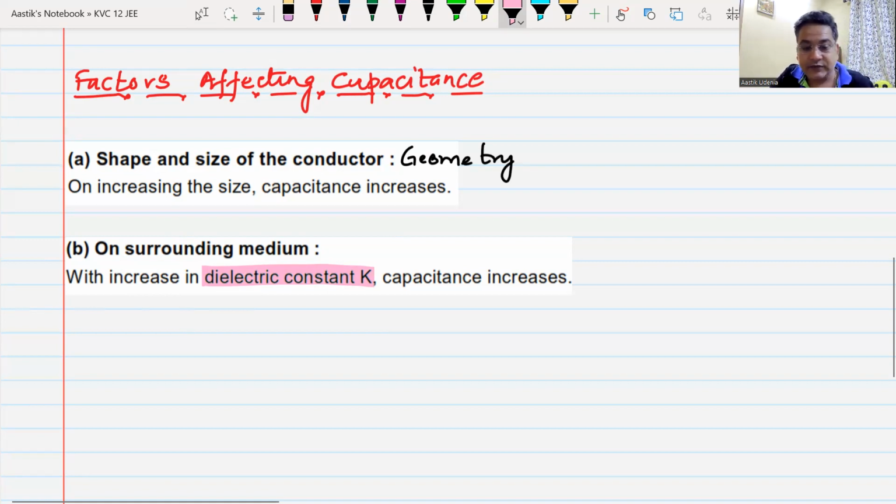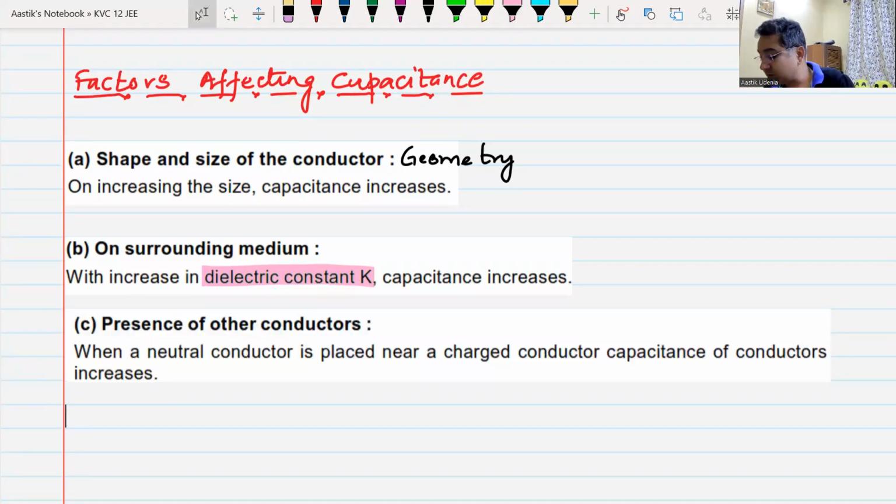Okay, absolute permittivity or relative permittivity. Then it also depends on a very important factor, the presence of other conductors, and we will see how this presence of other conductors affects the capacitance of an isolated conductor. If this is an isolated conductor, and if I bring other conductors nearby it, the capacitance drastically changes. So these are the three factors on which the capacitance of an isolated conductor depends.